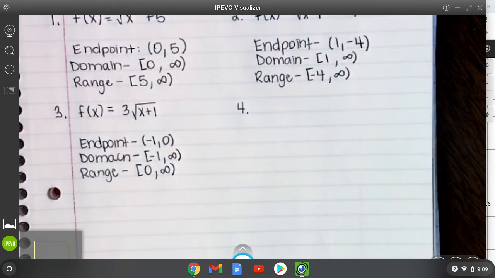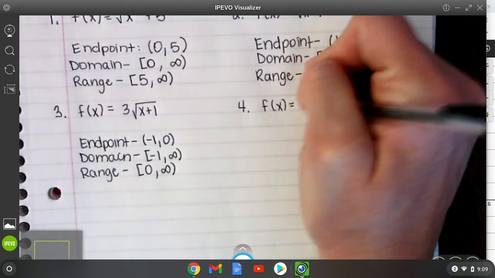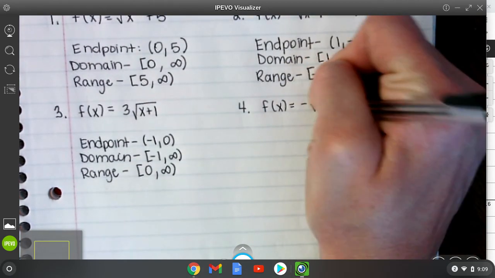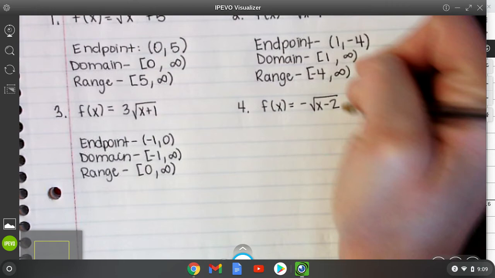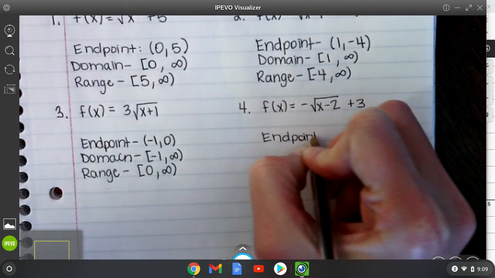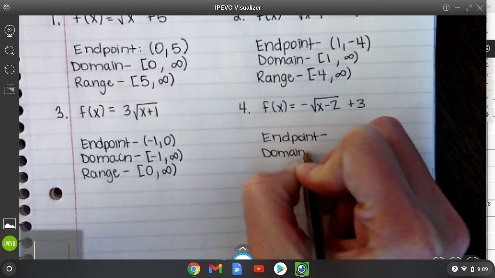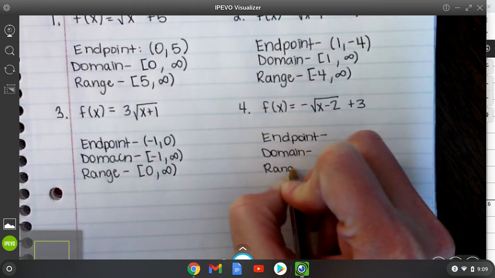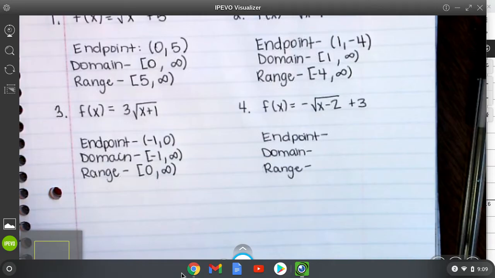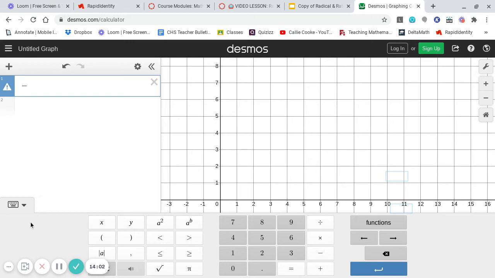The only other type that you may have is like number 4. So let's look at it. f of x equals negative square root of x minus 2, plus 3.